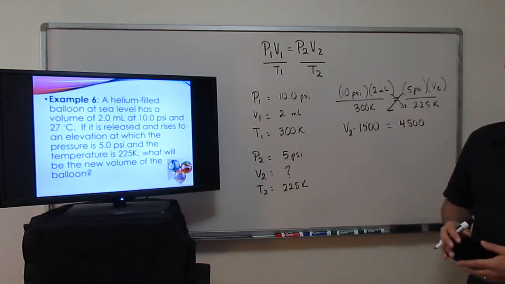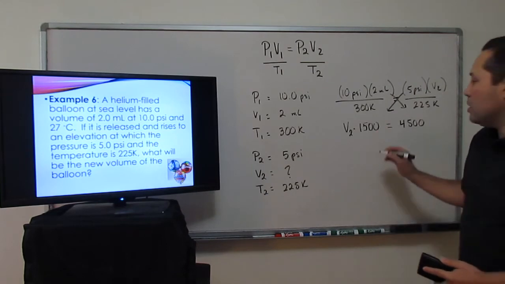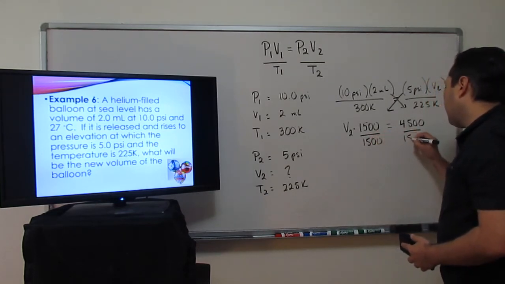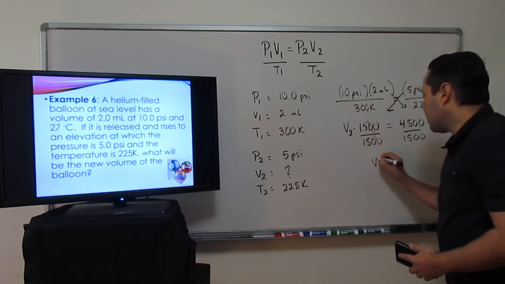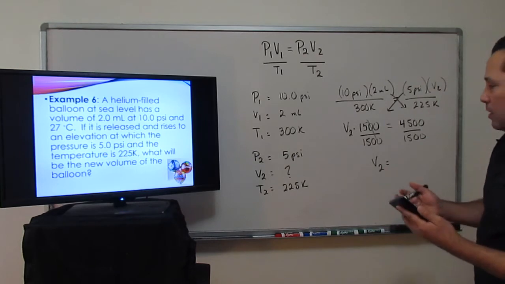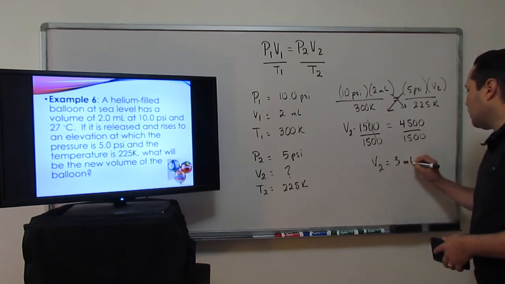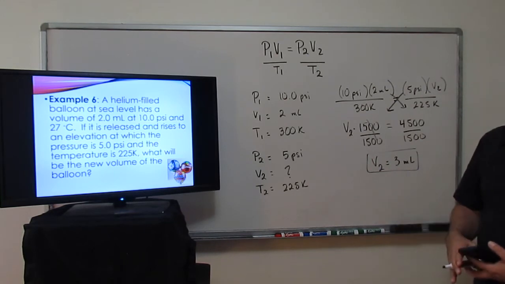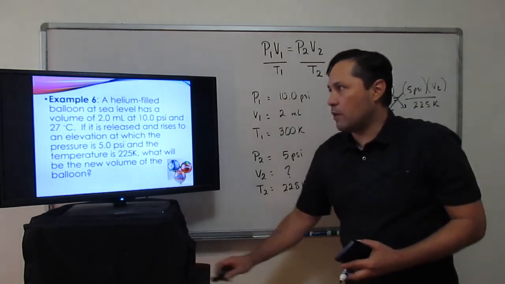Next, I want to isolate the V2, so I want to get rid of the 1500. So I divide both sides by 1500. That cancels out, so therefore V2 is 4500 divided by 1500, which gives me an answer of 3 milliliters. Alright, that takes care of example number 6. Let's move on to example number 7.